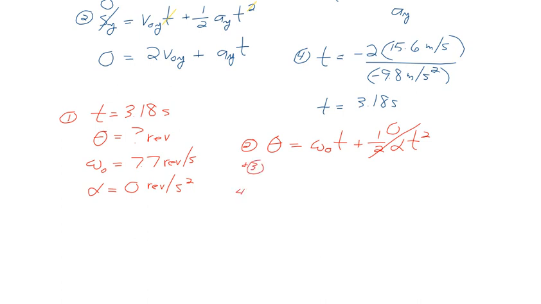That term is 0, so there's no algebra to do. Just plug in the numbers. Theta equals omega original times t. So that's 7.7 revs per second times 3.18 seconds. And that comes out to be what? 20 something, right? 24.5 revs.